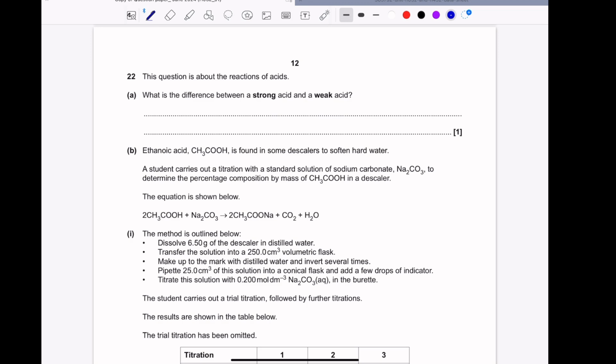Question 22 is about the reactions of acids. What is the difference between a strong and a weak acid? Strong acids completely dissociate, whereas weak acids partially dissociate.